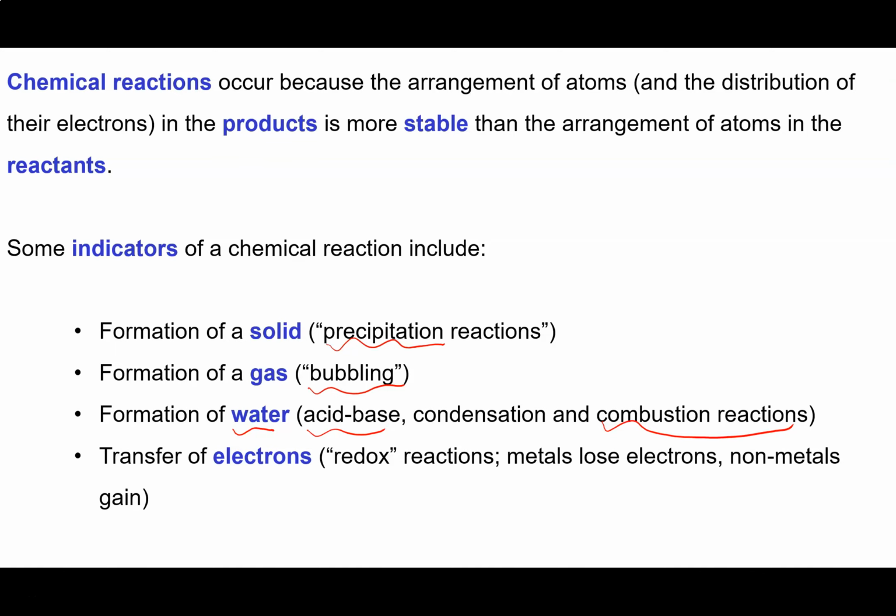There's a very special class of reactions called redox reactions that involve the transfer of electrons. And in these reactions, what we'll often see is that metals will lose electrons and form ions, and non-metals will gain electrons and form ions. So these kinds of reactions are often indicated because the metal will fall apart, right? So it's very, very obvious if this is occurring.